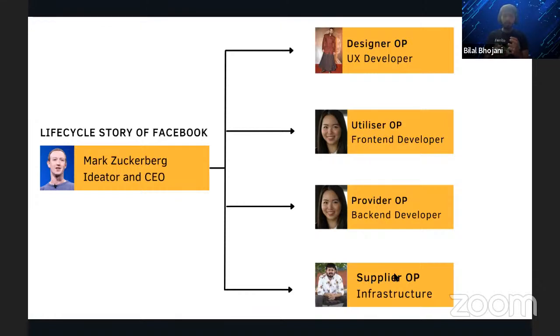Meanwhile, what our provider OP is doing, he or she is creating the APIs. Basically, API is an application programming interface, a protocol used to communicate between your front end and back end. APIs are always of two types, private and public. The APIs developed by Facebook will be totally private. It's not allowed to be used by anyone in the open market.